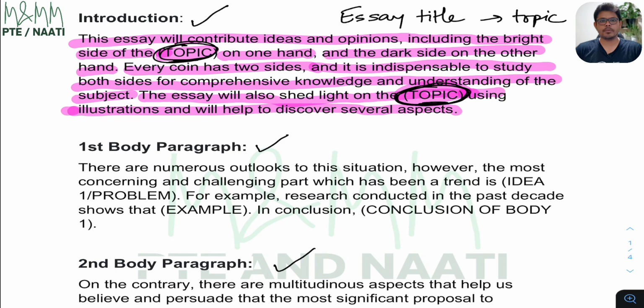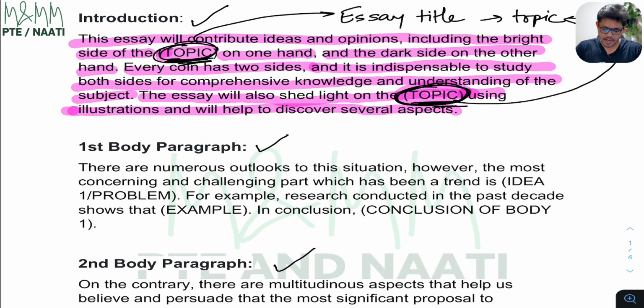We will take some examples, so don't worry on that part, but only these two places, topic and topic, is the place where you will use the essay title that has been given to you. Any one sentence, not a question, it has to be a sentence. Write it down. Both these places, if you write it down, the same thing, you repeat it, that's perfectly fine.